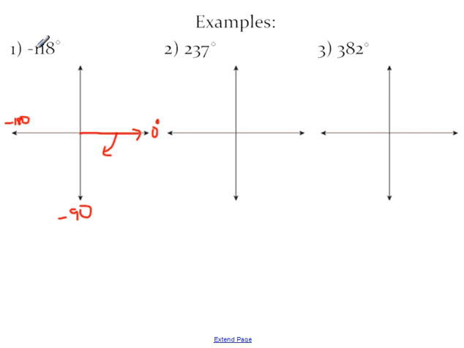Okay, negative 180, negative 118. Okay, that's way too far. That's way past negative 118. So we really have to go out to about here. Now, we're not using protractors or anything to draw this.